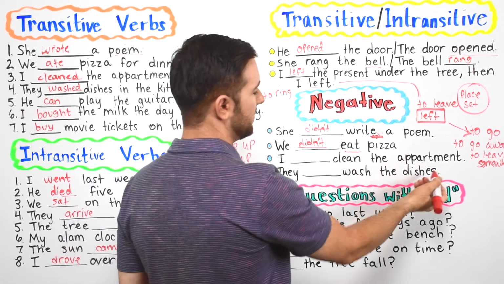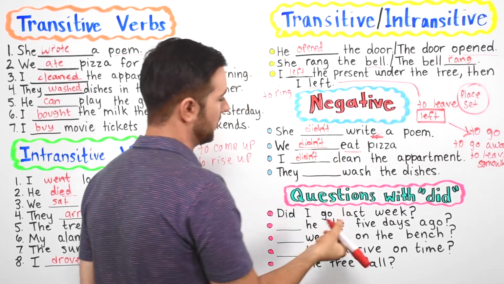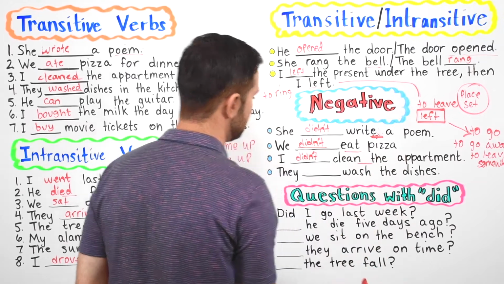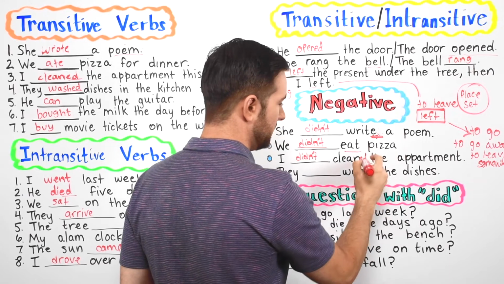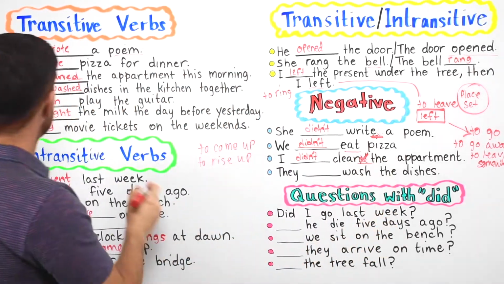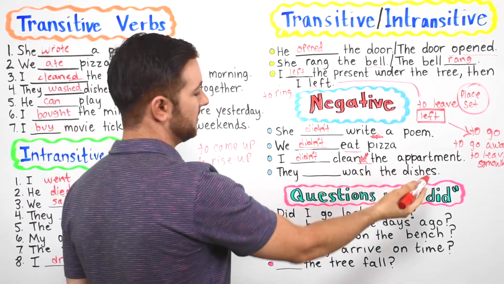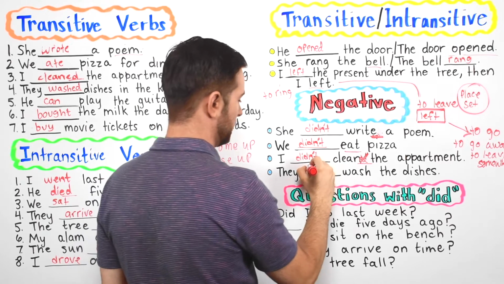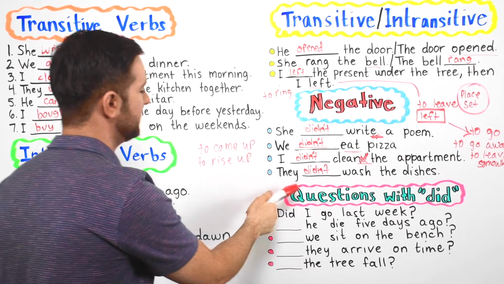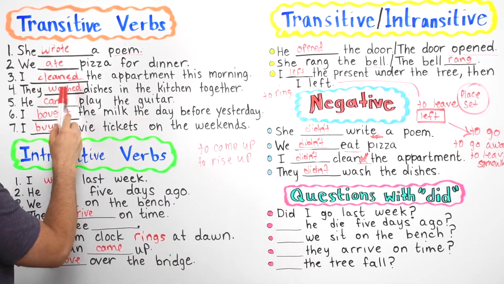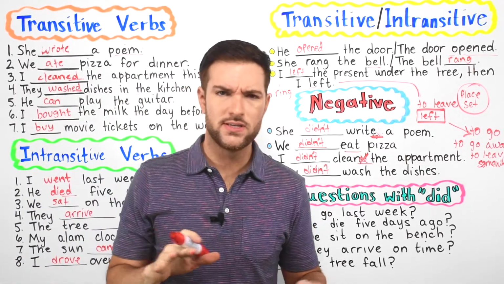I blank clean the apartment. I didn't clean the apartment. Here there is no ed. So we cannot say I didn't cleaned the apartment. You cannot say that. Like right here we have cleaned with ed. No, I didn't clean the apartment. They didn't wash the dishes. Whereas here in the positive sense, they washed with ed. They washed the dishes. Okay, so pretty easy.